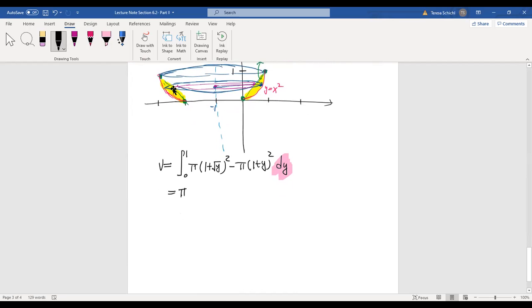So basically you take the constants out and then you FOIL that. So this is 1 plus 2 square root of y plus y, then minus 1 plus 2y plus y squared. So you FOIL it out and then you combine. In here, I think everybody knows how to do that. And the answer here is pretty beautiful. It's pi over 2, the volume generated by rotating these regions here.